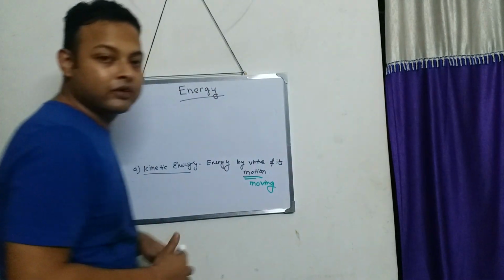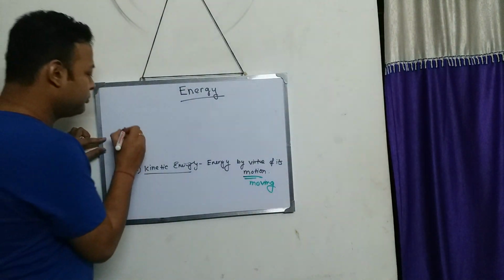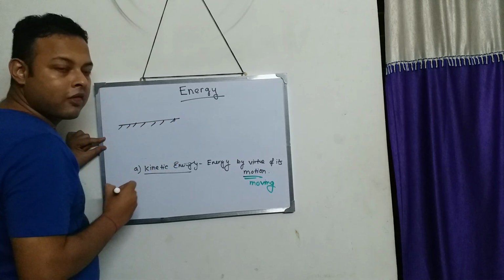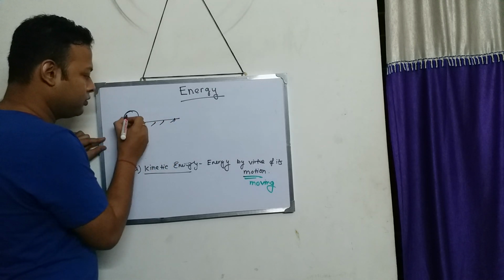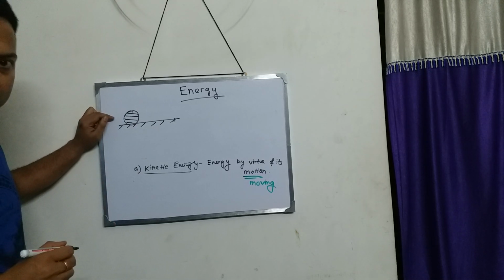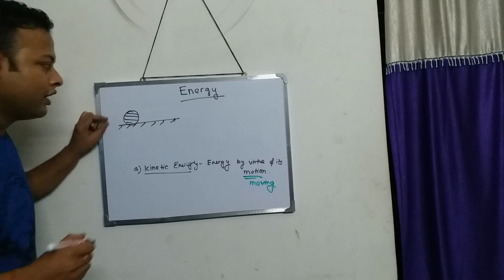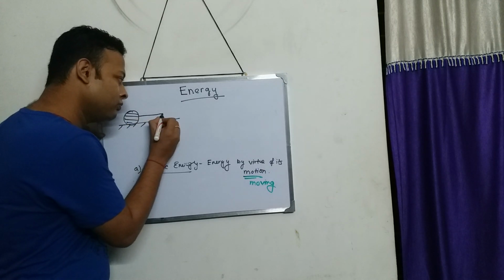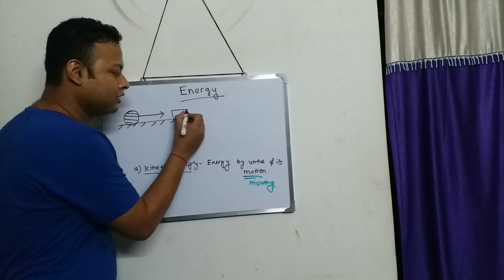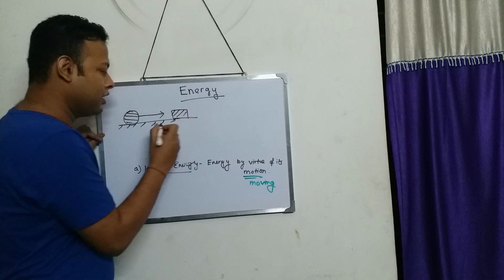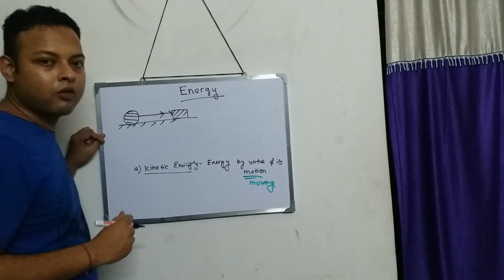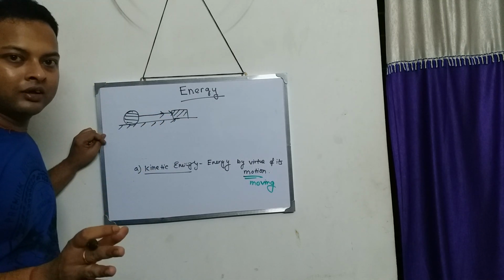The example which is given in your book, I am going to discuss that only. Suppose on a ground, this is a ground, there is a ball, and you hit the ball like a football. You hit the football, and what will happen? The football will move. And suppose there is an object on the path of the football. Once the football hits this object, what will happen? I think all of you can say that.